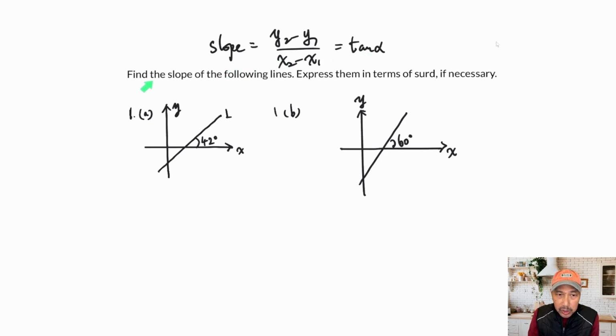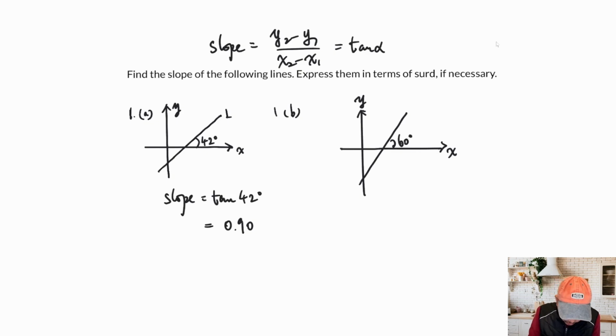Okay, in this question, find the slope of the following lines, express them in terms of surd if necessary. In part A, the inclination is 42 degrees. So the question asks us about the slope. So we can just use the formula. Slope is equal to tangent 42 degrees. We find this value by the calculator, which is 0.90, correct to 3 significant figures.